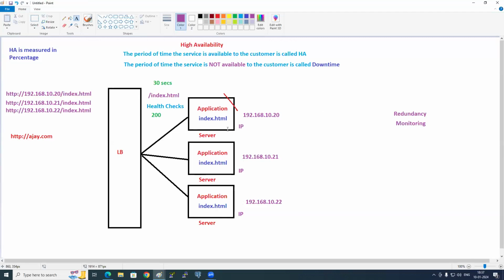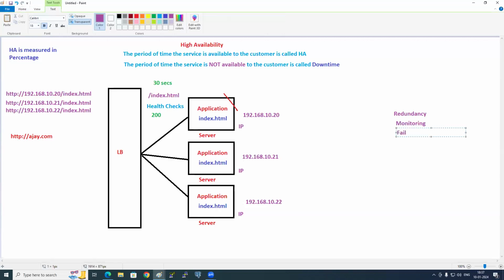So load balancer will send the request to the first one if the health checks are passing, if health checks are 200. If it is not, then the request will go to the second server. What is that called? Failover. If first server is not working, the request will go to the second server. Understood? If first server fails, then it will go over to second server. That is called failover. So remember this.